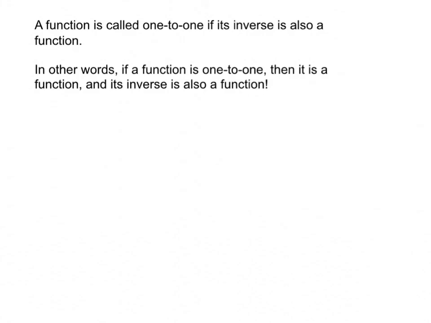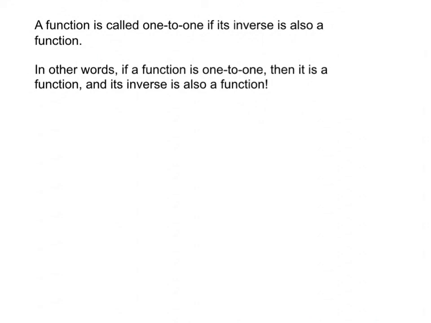It turns out that if the inverse of a function is also a function, that function is called one-to-one. Let me write that out, and we'll talk about it more. A function is called one-to-one if its inverse is also a function. In other words, if a function is one-to-one, then not only is it a function, but its inverse is also a function.